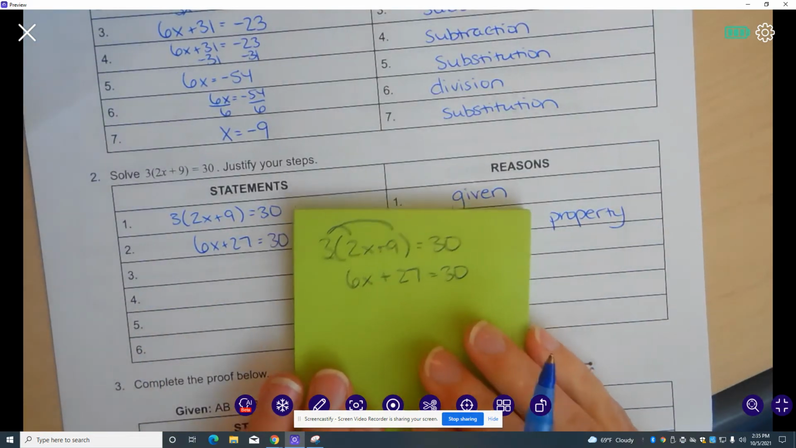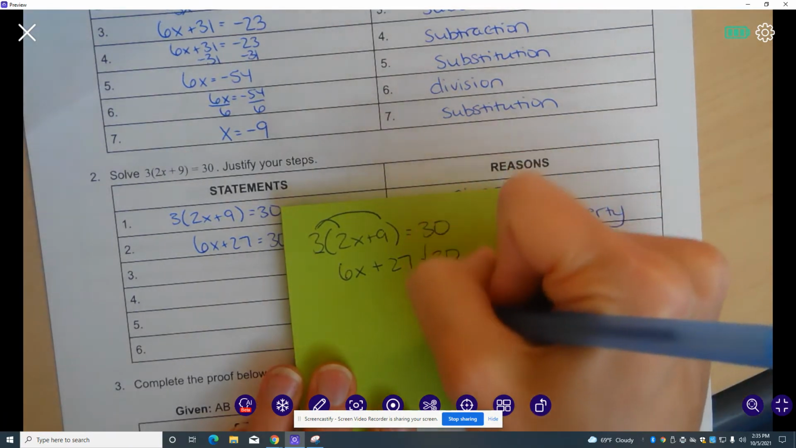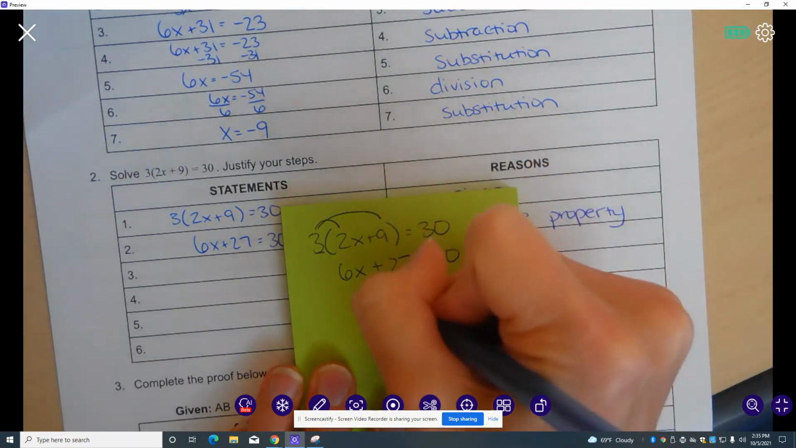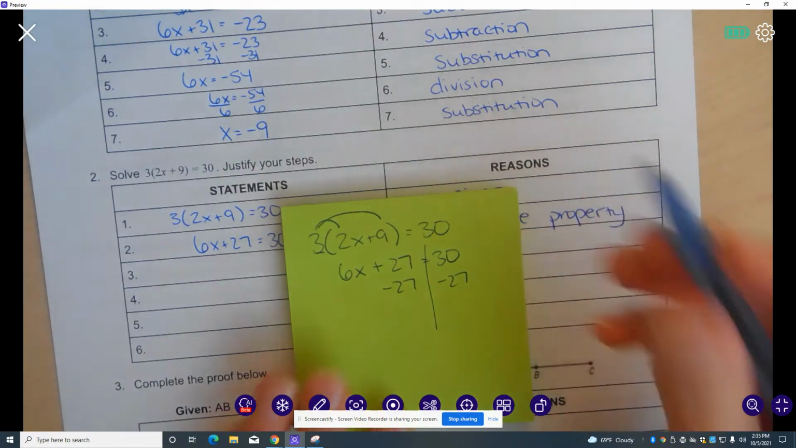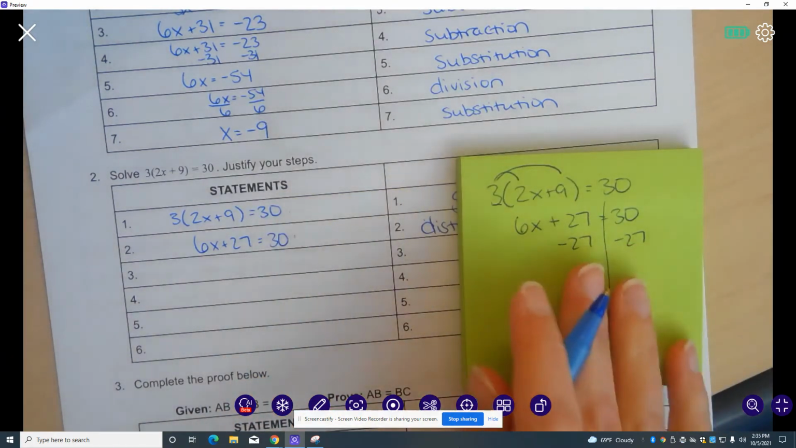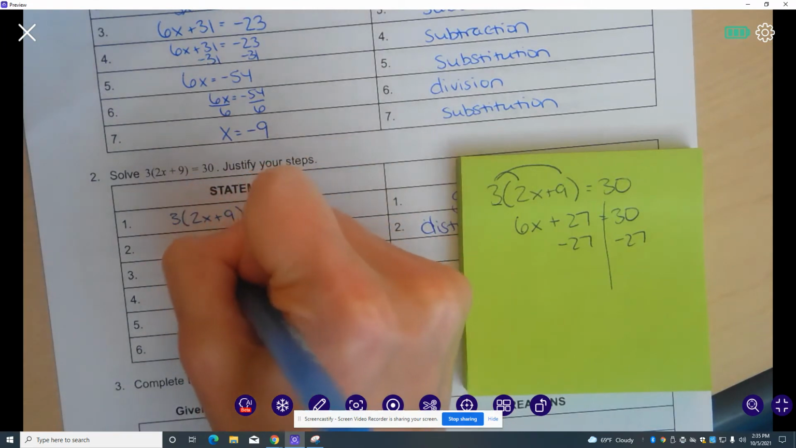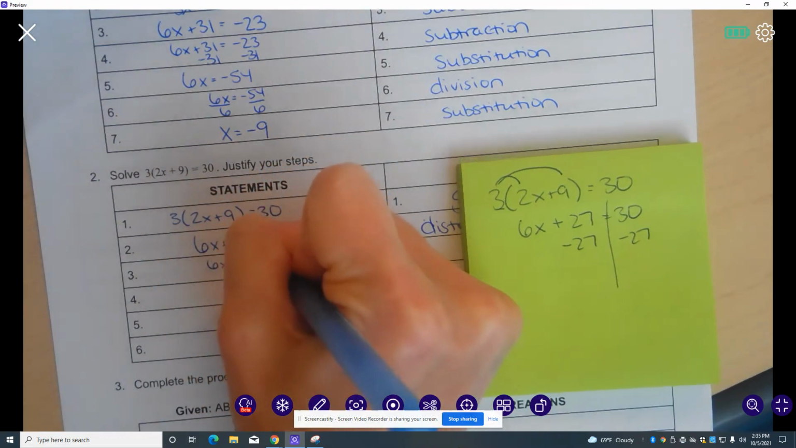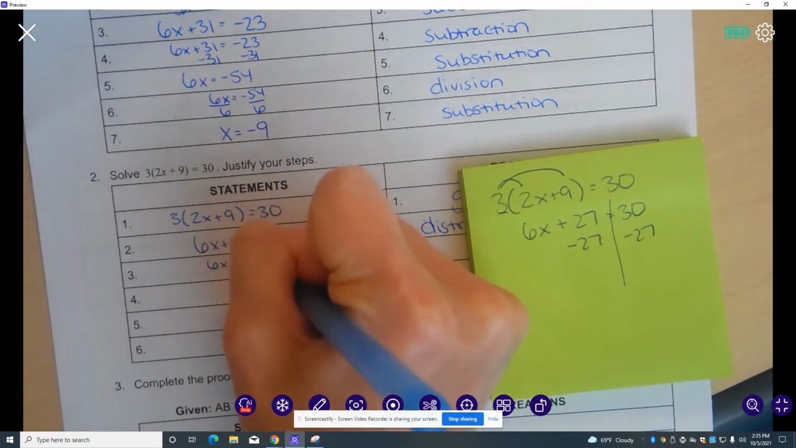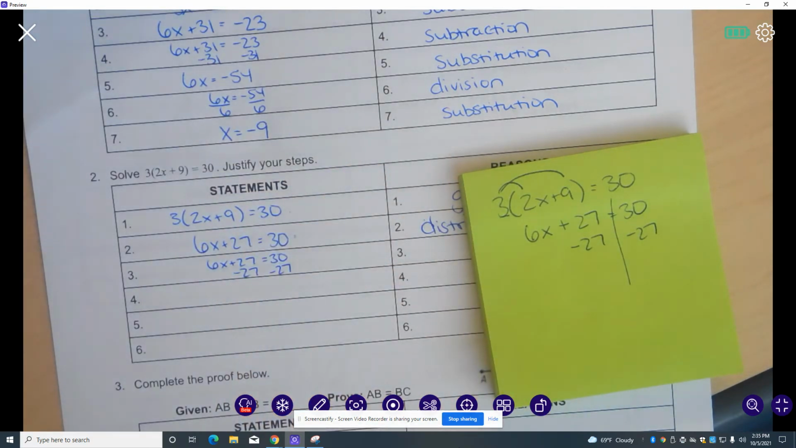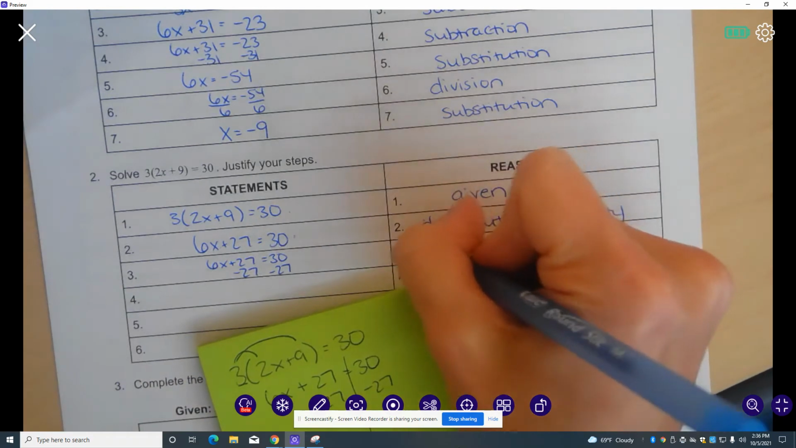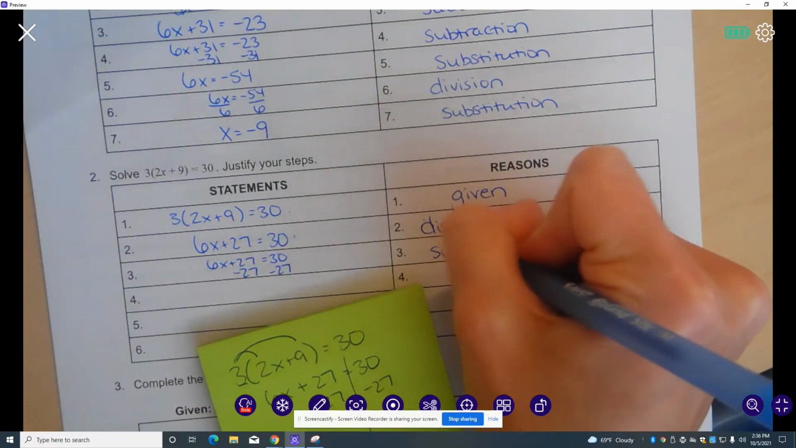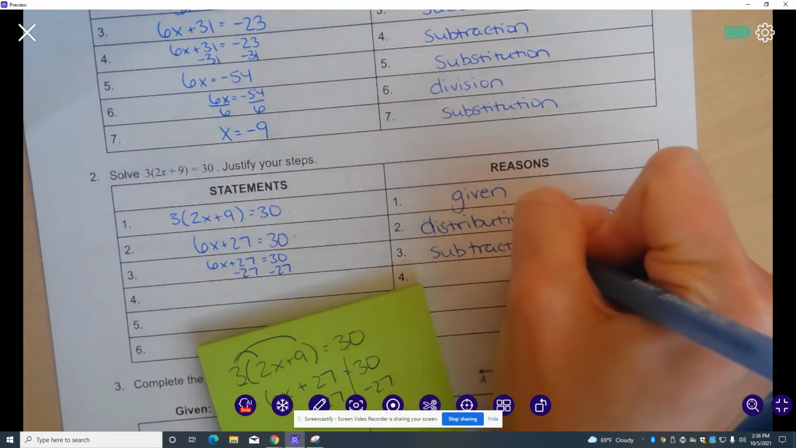So from here, solving for x, I have to get rid of this 27. I need to undo it by subtracting 27 on both sides. Put this in your proof. Make sure you rewrite the equation. Then show your subtraction. Since I'm subtracting on both sides, I'm using the subtraction property.